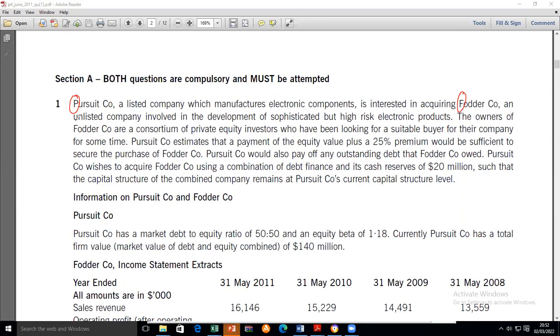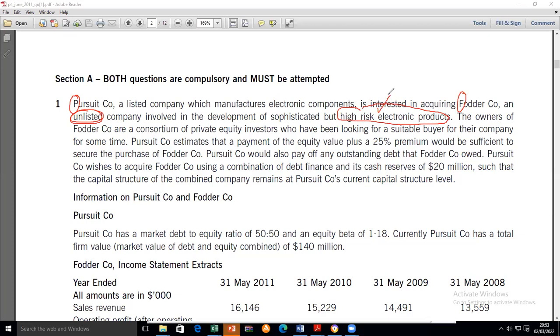So F is not listed, meaning that they don't have a ruling share price per se, because they're not on any stock exchange. It is involved in the development of sophisticated, high-risk electronic products. So they are currently involved in high-risk electronic products, and we're interested in taking over that company.